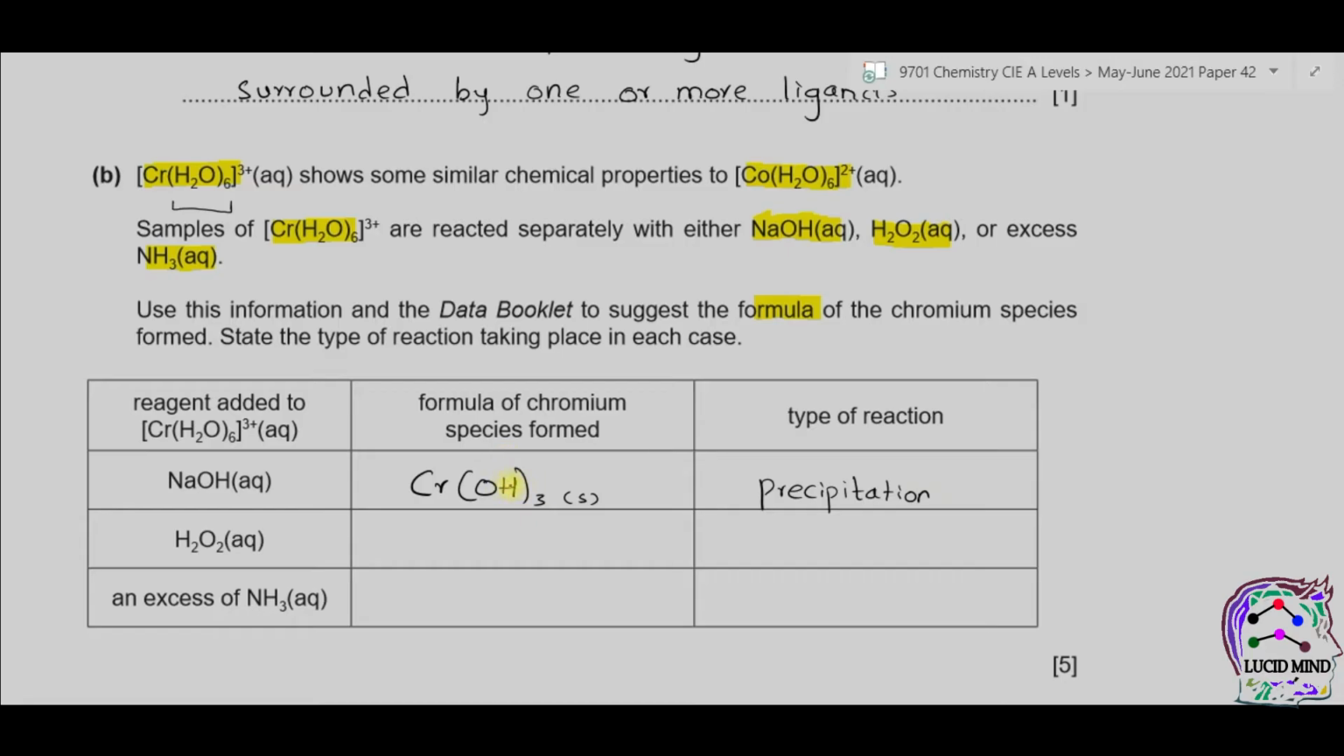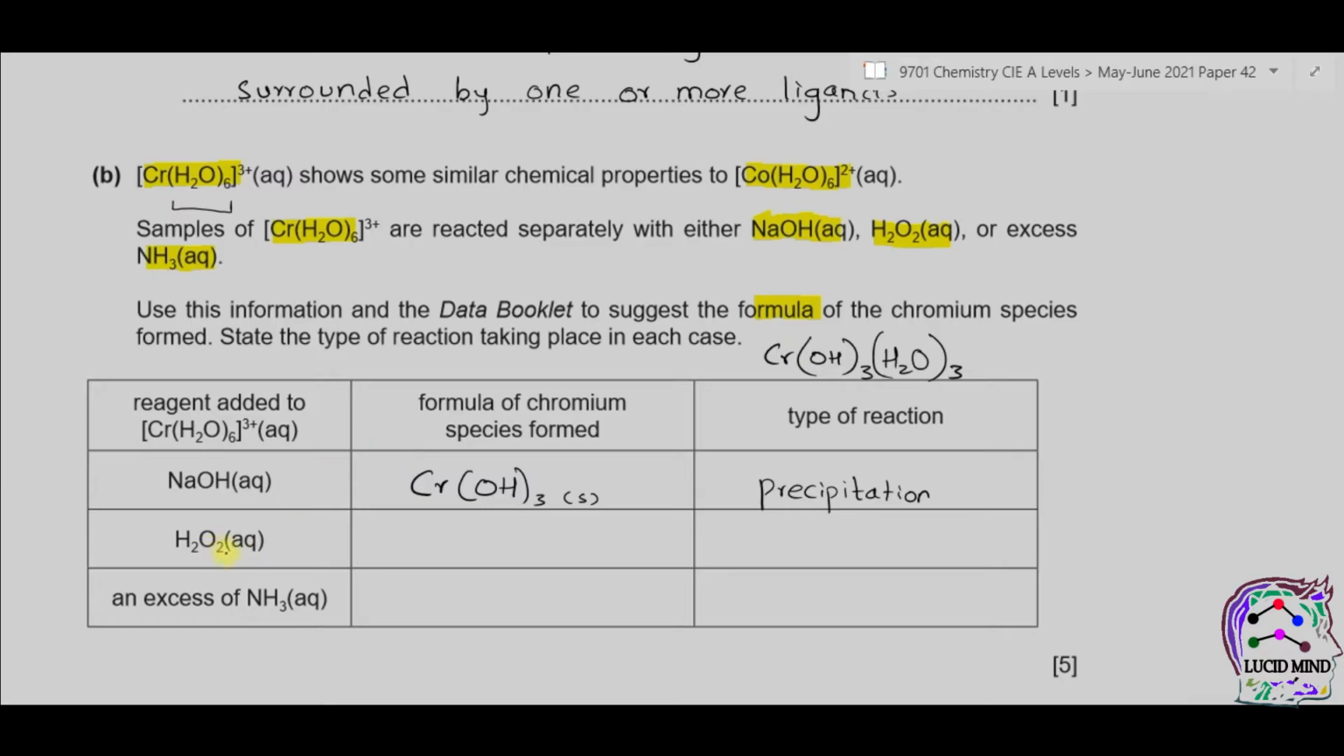Now you can also write another product in which all ligands are present. We have 3 water molecules and 3 hydroxide ligands present. So instead of this, you can write Cr(OH)3(H2O)3. There will be no charge on this complex because OH is -1 and chromium is +3. So we have 3 OH negative which are balancing the 3 positive ion.